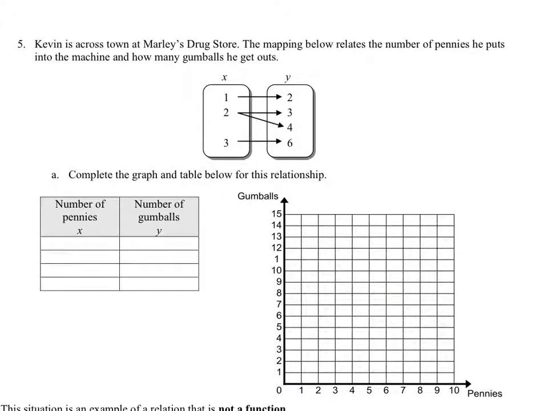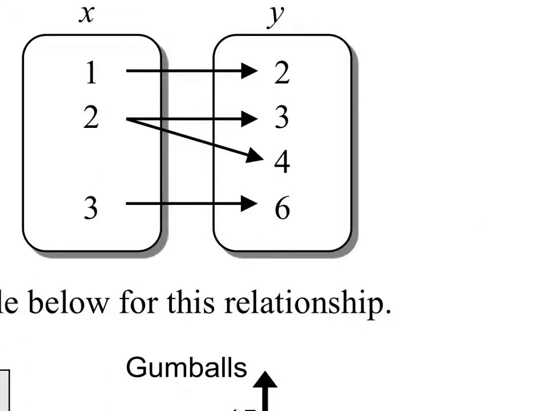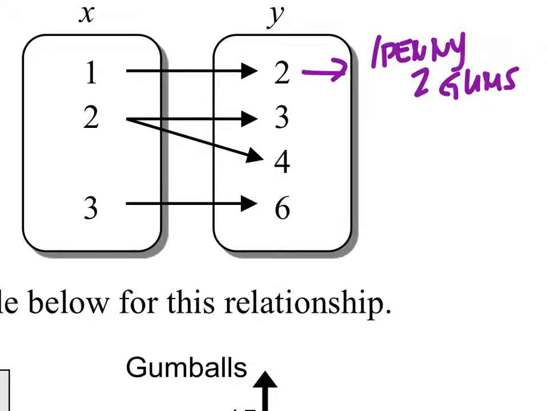Alright, let's look at Kevin. This is number 5. Kevin is across town at Marley's drugstore this time. And this mapping relates the number of pennies he puts into the machine and how many gumballs he gets out, okay? Now there's something different about this mapping. See, he put in 1 penny right here, and he got how many gumballs? 2 gumballs. Okay, so he's a pretty happy dude.